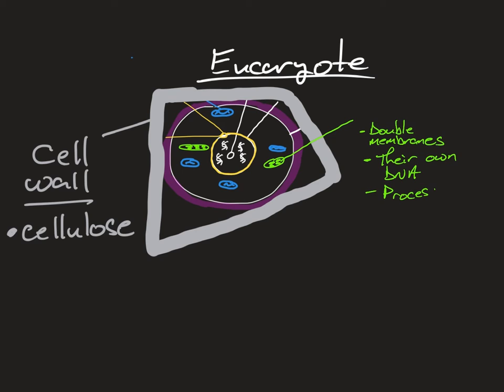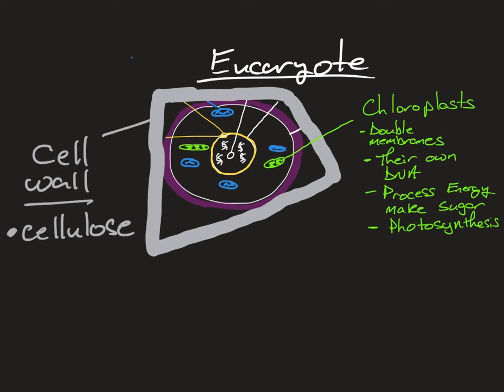But they make sugar. They do something called photosynthesis. And they're called chloroplasts. And they're green. That's what makes plants green.